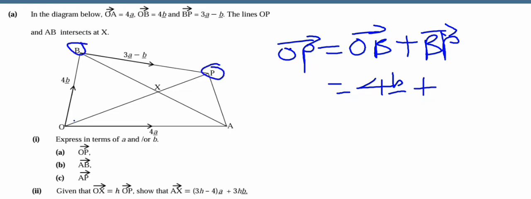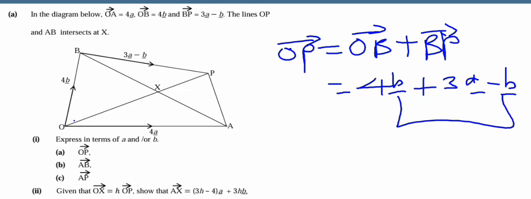Which is 3A vector minus B vector. So here, we need to collect the like terms. We can say that 4B vector and B vector, which is negative B vector, they are like terms.